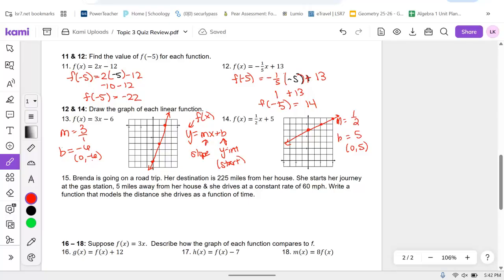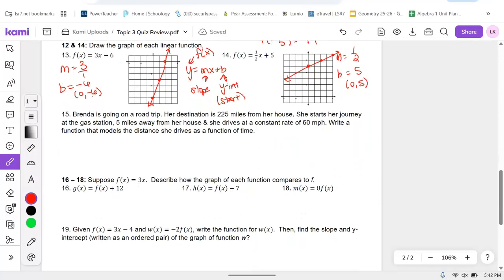Number 15 says Brenda is going on a road trip. Her destination is 225 miles from her house. She starts her journey at the gas station 5 miles away from her house and drives at a constant rate of 60 miles per hour. Write a function that models the distance she drives as a function of time. So you literally are just writing a function. It's y equals mx plus b, slope-intercept, but in function form. So you have f of x equals 60x, because my rate of change is 60 miles per hour, and she started 5 miles away, so plus 5. And that's all you have to do.